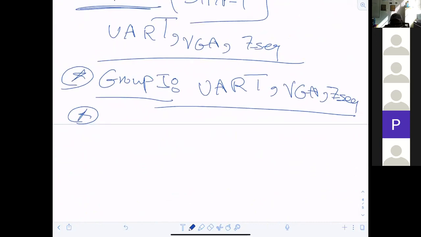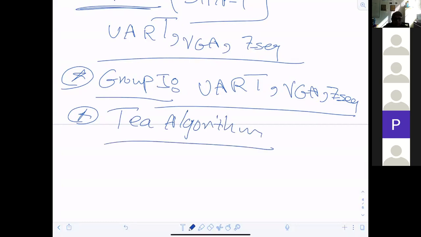Let me see. TEA algorithm. Okay, so I'm going to pass you the link. It's called TEA, or Tiny Encryption Algorithm. There is a ton of papers on the internet, there is code, there is everything. And by the way, this algorithm is very, very tiny, and very simple.